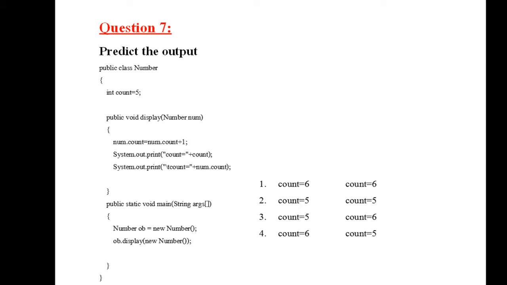Question number 7 is predict the output. The entire code you can see on the screen and you have to find out the output. Now let us see, the class name is number and there you have a variable called count, which is integer type and initially it is 5. And then you have a display method where you are passing an object as parameter. Of the num class, you are passing an object called num.